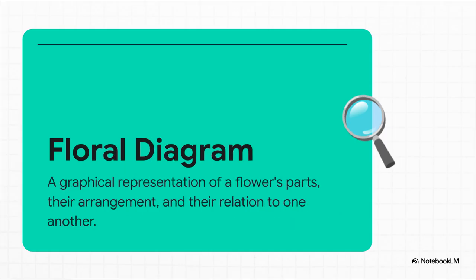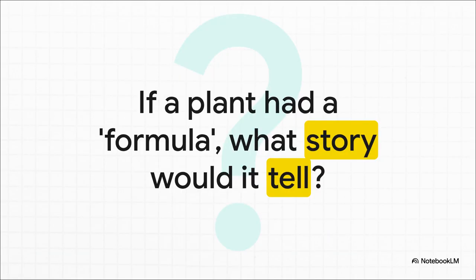And to really visualize that formula, botanists use a floral diagram. This is the blueprint. It's like a top-down, cross-section map of the flower. It shows you not just how many parts there are, but exactly how they're arranged and connected to each other. The formula and the diagram together give a complete, universal description that any botanist anywhere in the world can look at and understand. Which really brings us to a final thought.